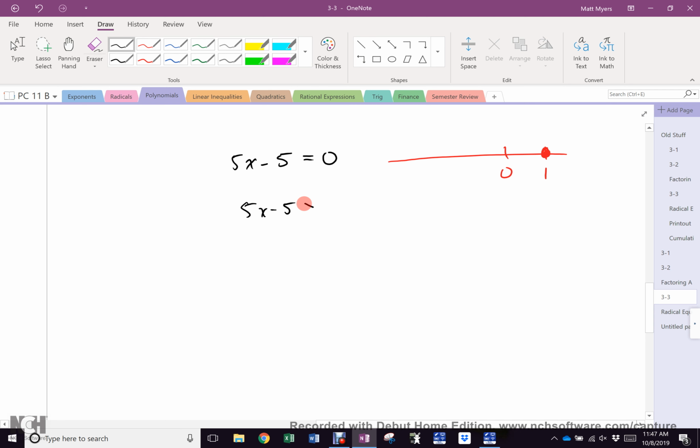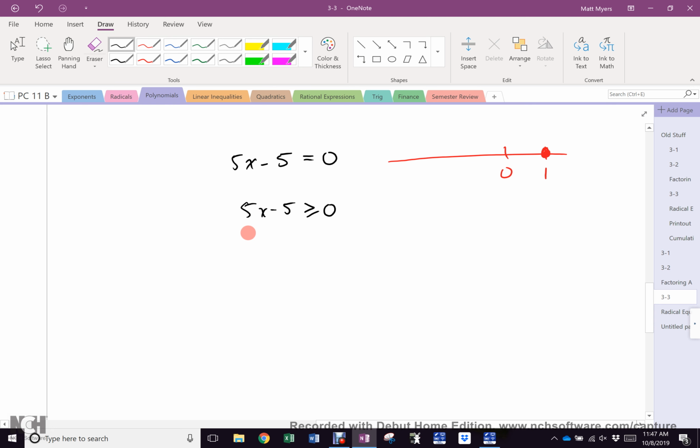5x minus 5 is greater than or equal to 0. Now, what does this mean in English? That means whatever is on this side has to be bigger than 0, all right? Or equal to 0. So, if I made x 1, 0, is 0 equal to 0? So 1 is an answer here. But there are more answers than that.